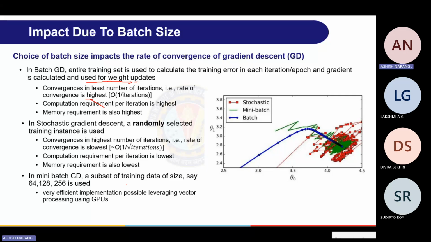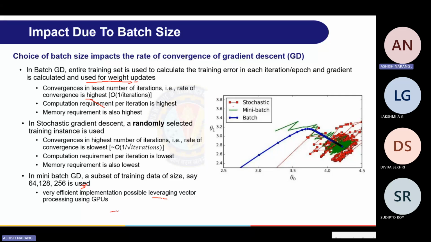Third is mini batch. You actually pick up a subset of training data of size, say, 64, 128, or 256, used in a very efficient implementation, possibly leveraging vector processing using GPUs also, right? So, mini batch, you are picking up a subset of training data, and this is a more efficient implementation than the others.